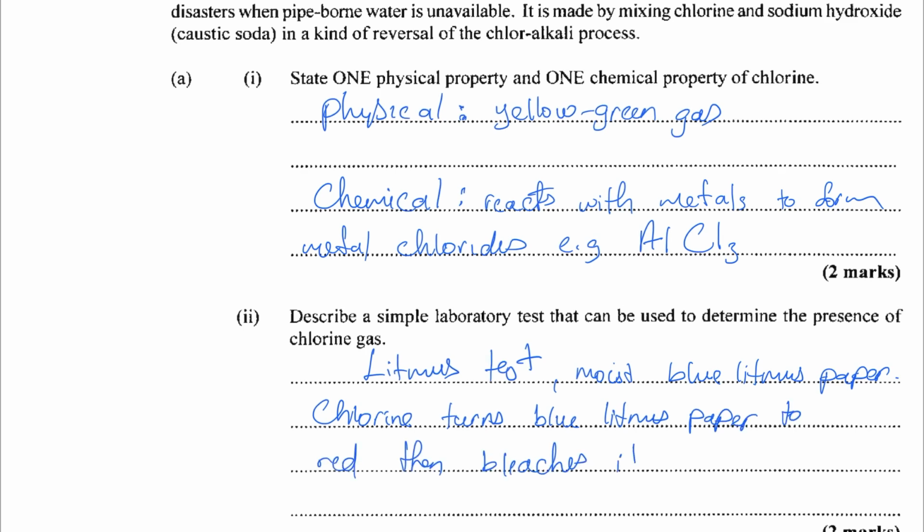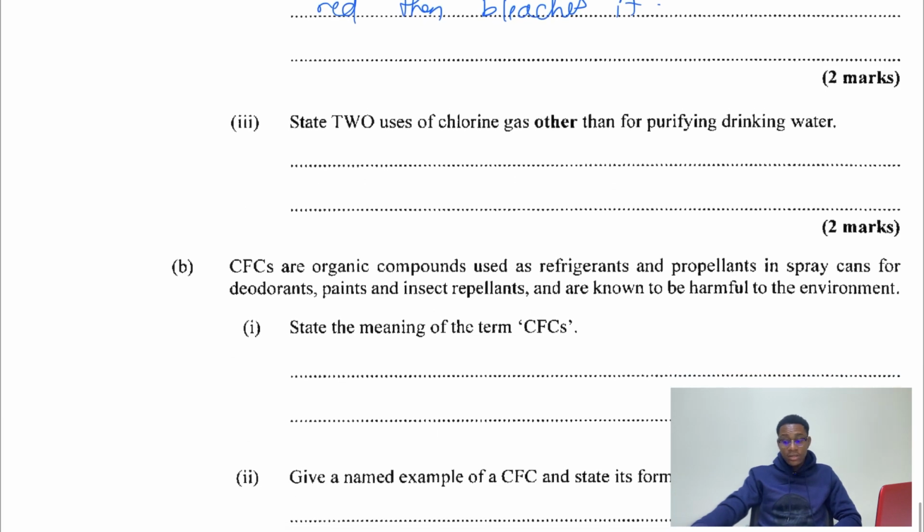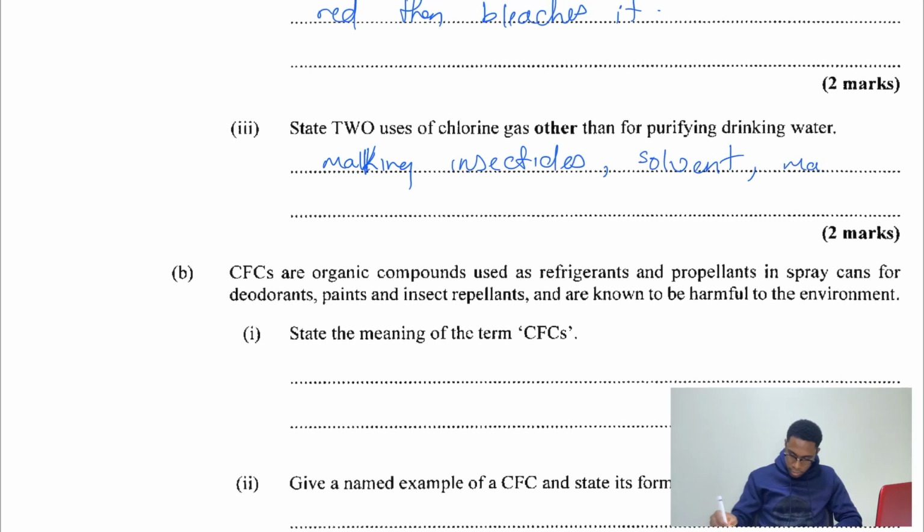All right, what are two other uses for chlorine gas other than that of purifying drinking water? One of them is making insecticide. It is also used as a solvent, and it's also involved in the paper making process.